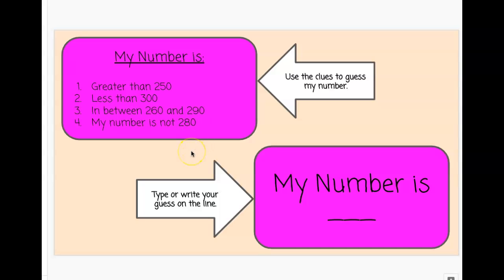If you guess that my number ends in a 5 or a 1 or a 3 or a 4, like 284, it will be incorrect because it must end in a 0. Good luck guessing my next number.